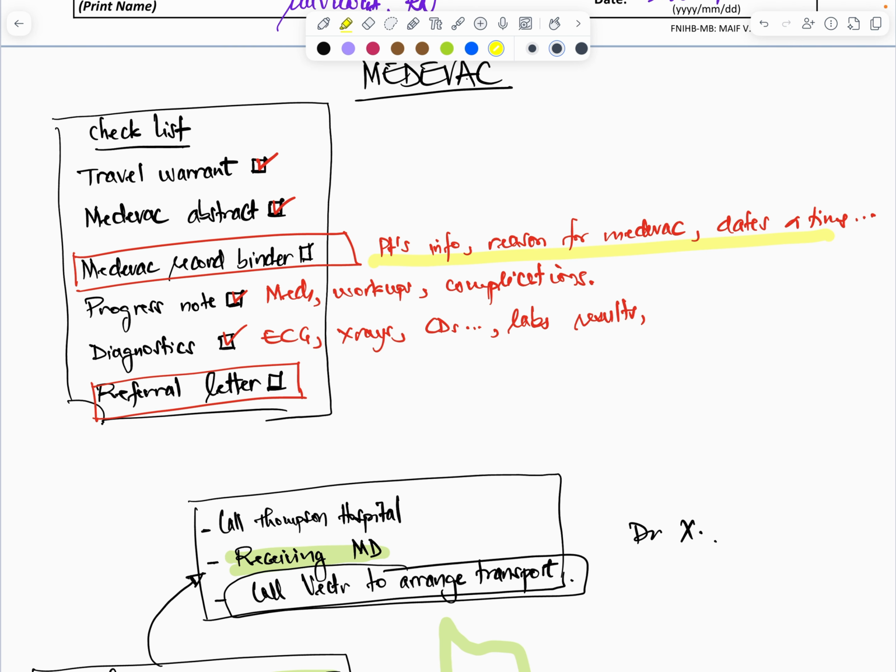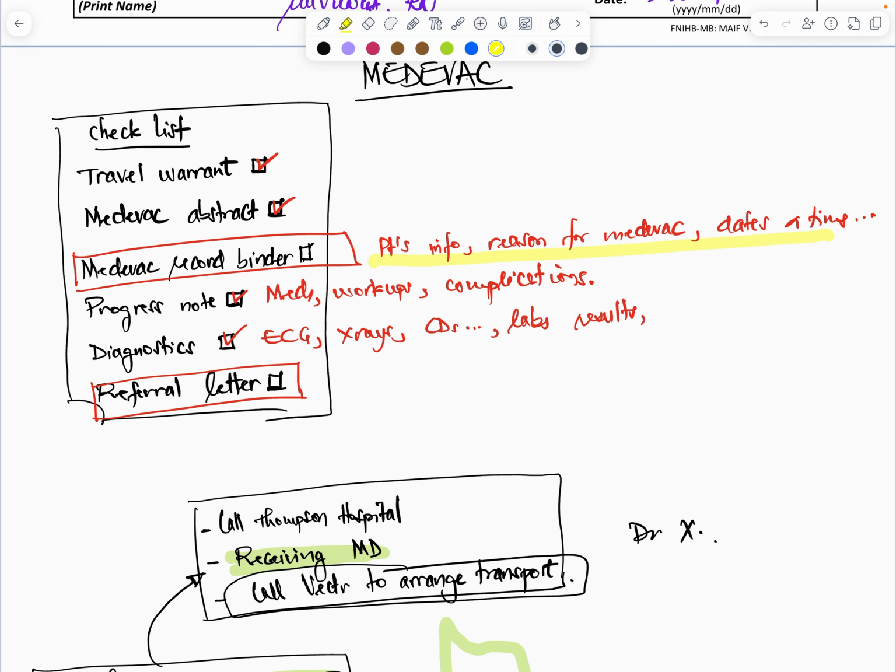Again, 3 types of evacuation of the clients: scheduled evacuations for more of your stable patients, which will be arranged by the travel team in the nursing station. You're going to have the emergency Medevacs. Either they're going directly to a receiving physician, in which case Vector is just going to support us in making the arrangements for travel.